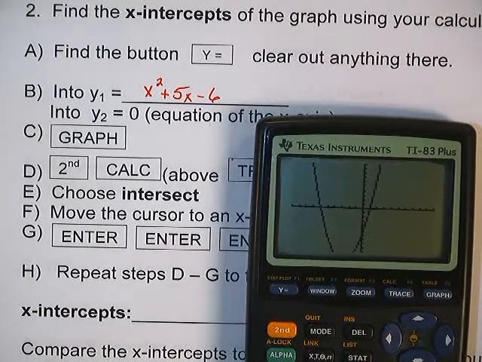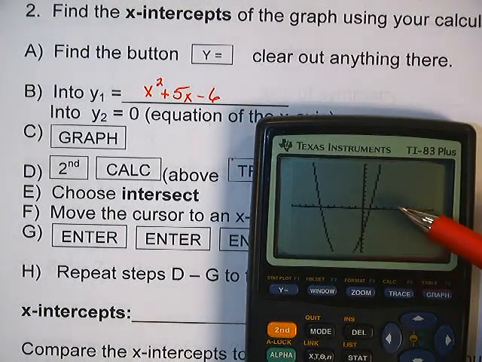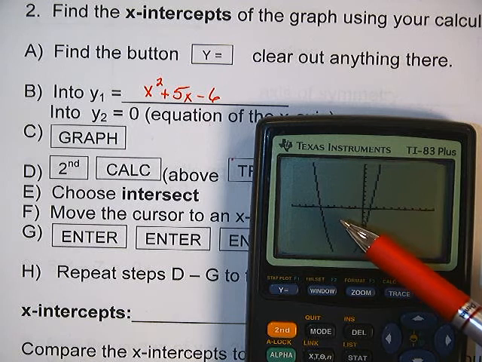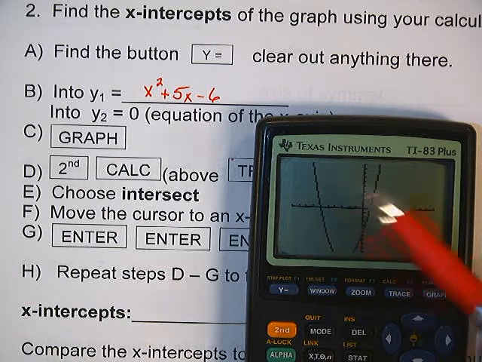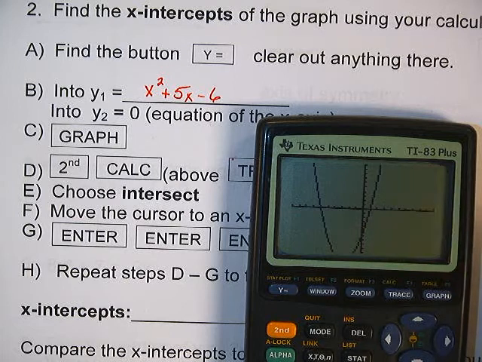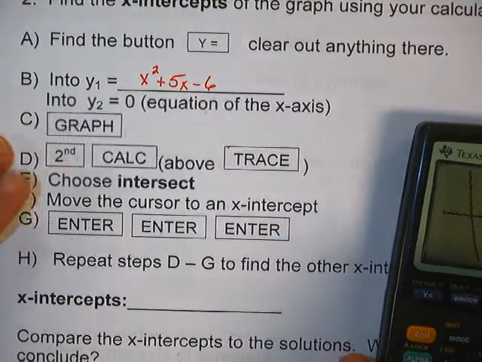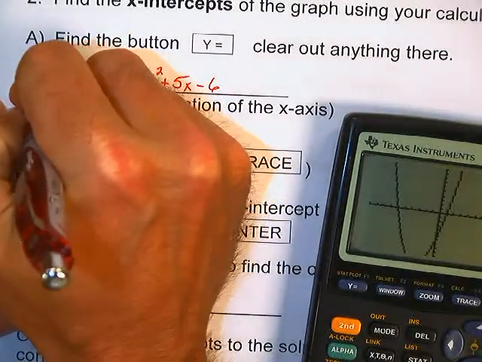There's your parabola. Now the solutions and the x-intercepts are the same thing. So does this cross the x-axis? Yes. How many times does it cross the x-axis? Crosses once there and once there. So on this parabola, there are two solutions. Some of them you can kind of count, but sometimes you can't tell exactly where it crosses. So I'm going to get the calculator to tell me where it crosses. In order to do this, you have to do this step right here.